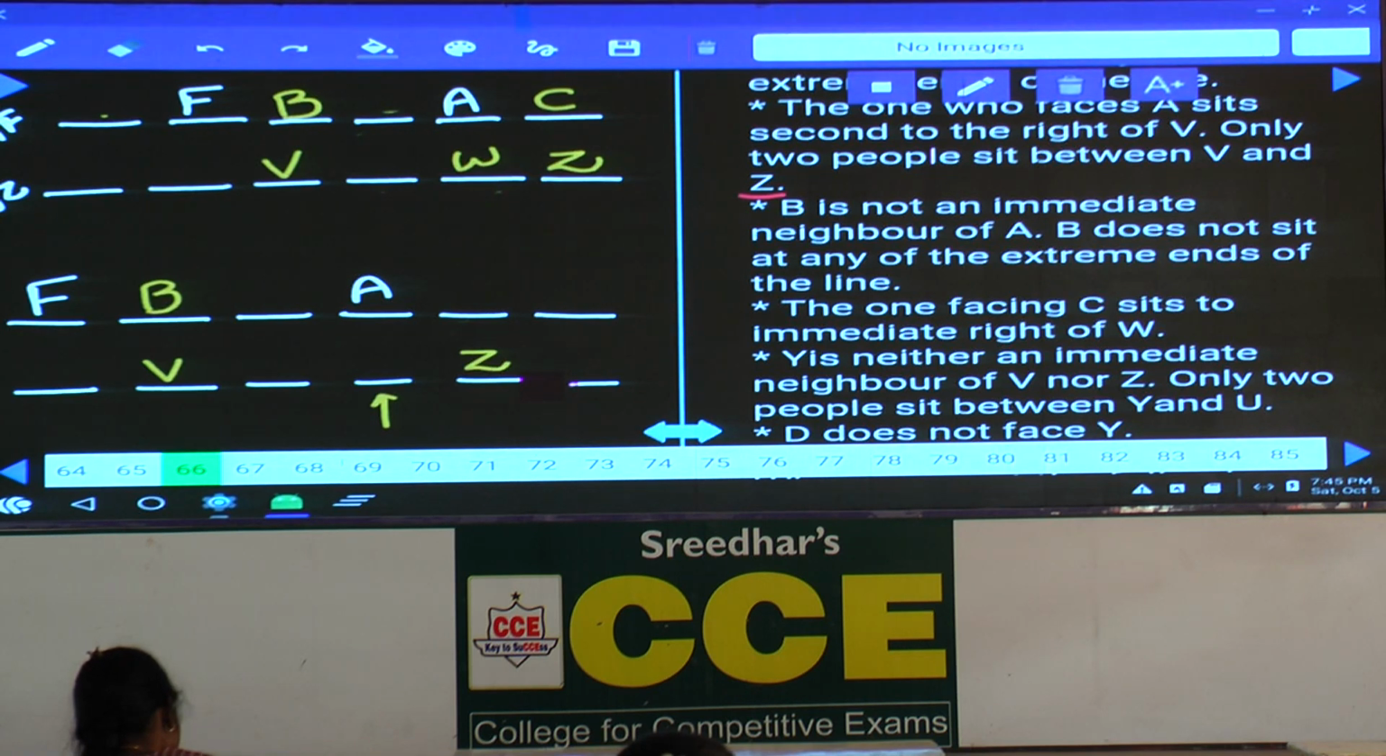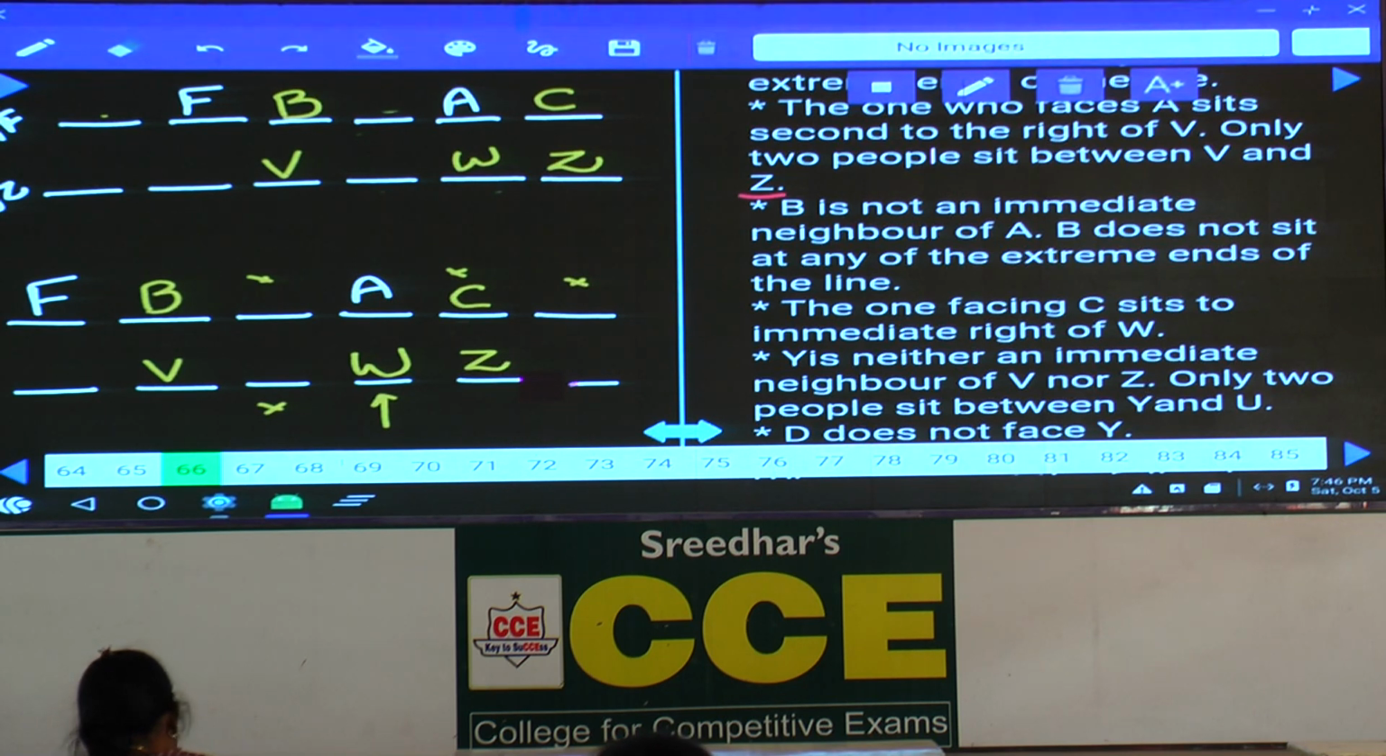Clear? Next one. In the second case, the one who is facing C cannot be here, and C cannot be here, C cannot be here as well. Hence there is no possibility for this C at all, isn't it? Now, can C be here or not? Yes, C can be here. The one who is facing C sits to the immediate right hand side of W.